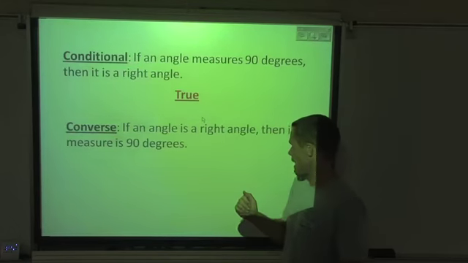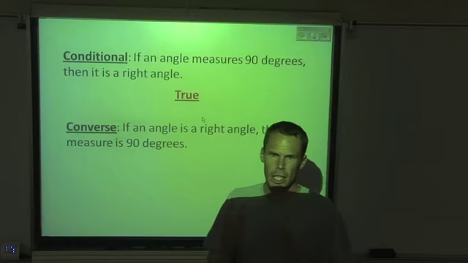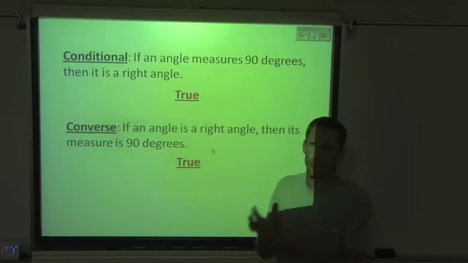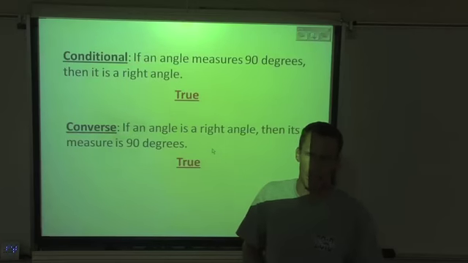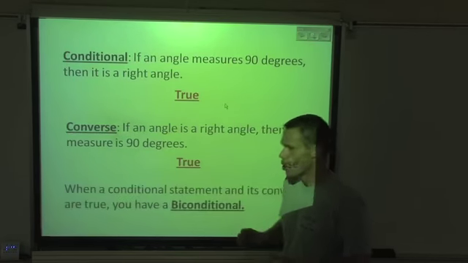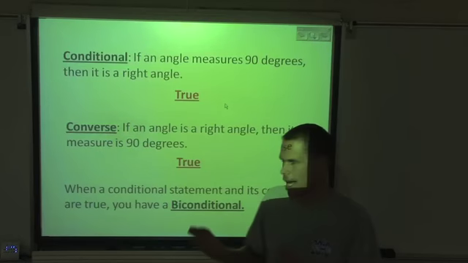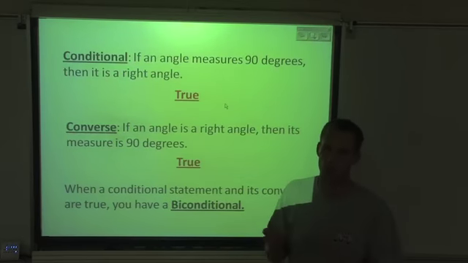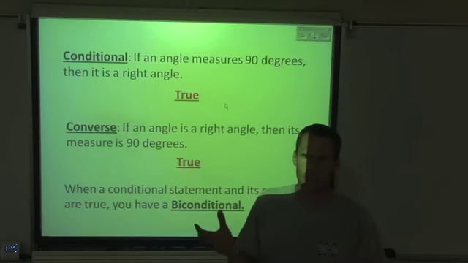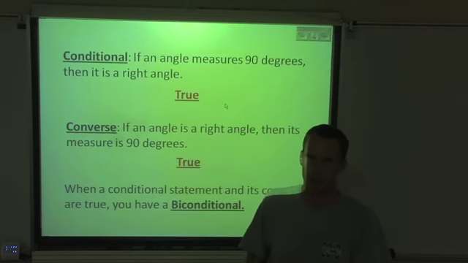Then we look at the converse, which we had from the previous lesson, where we flip it around. If an angle is a right angle, then it measures 90 degrees. Well, this too is true. If someone tells you it's a right angle, you can make the conclusion it measures 90 degrees. When a conditional statement and the converse are both true, this creates a biconditional. A biconditional is a time where it doesn't matter which condition comes first, the conclusion is always true.